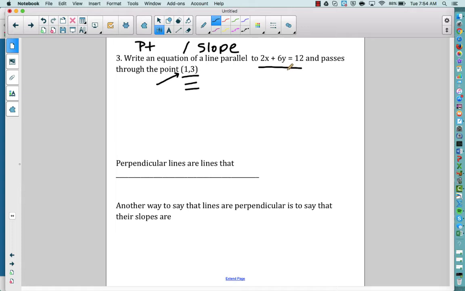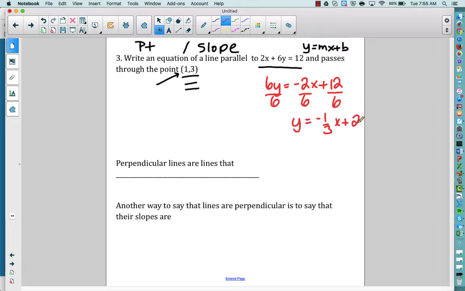And I have an equation, so I have to find the slope, so I can borrow the slope. So to find the slope, I have to put it in y equals mx plus b, right? Okay, so I'm going to solve for y. So I get 6y equals, I'm going to put that x in front, so it's in mx plus b form. I'm going to divide by 6. And I get y equals negative 1/3 x plus 2. All right, I'm going to borrow the slope. So the slope has to be negative 1/3.